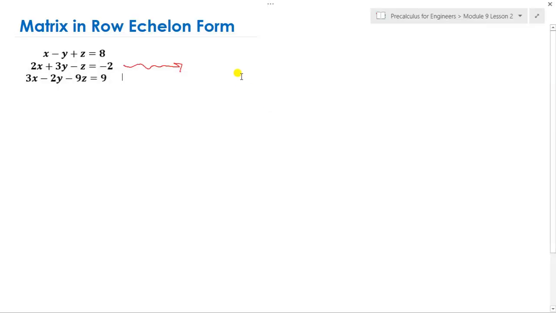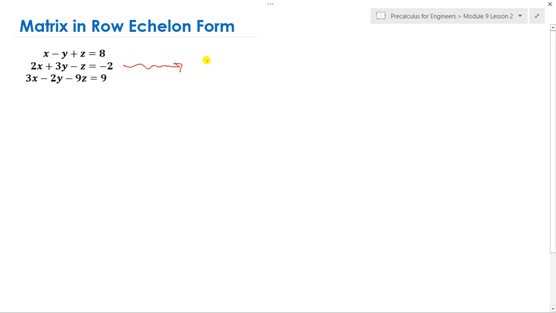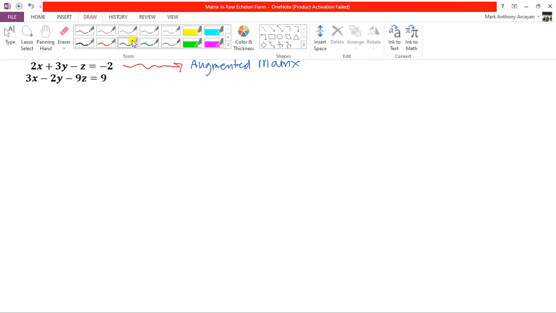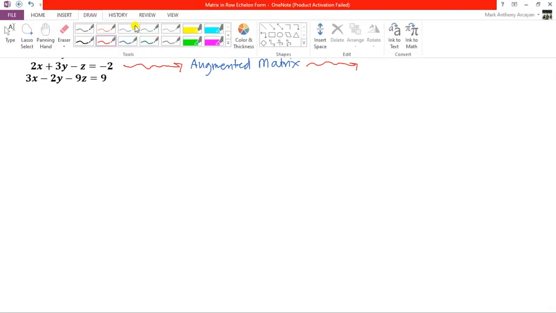Ato sa i-convert into standard form. Augmented. Katong ganiha ba? Di pa lang dugay. Kay unsa man ato pag achieve sa matrix in row echelon kung di pa rin naka matrix, di ba? So ato sana siya i-convert into augmented matrix. Mao na siya ang procedure. And after augmented matrix, the next step is mao na to in row echelon form.